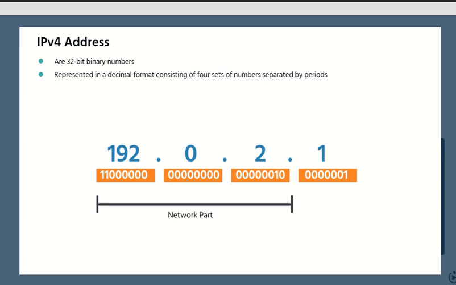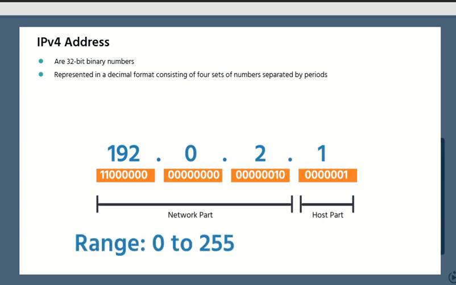The first part identifies the network. The second part identifies the host on that particular network. Each set can range from 0 to 255, giving approximately 4.3 billion unique IP version 4 addresses. Despite this seemingly large number, due to the growth of the Internet and the increasing number of connected devices, the number of IP version 4 addresses has become limited in availability.